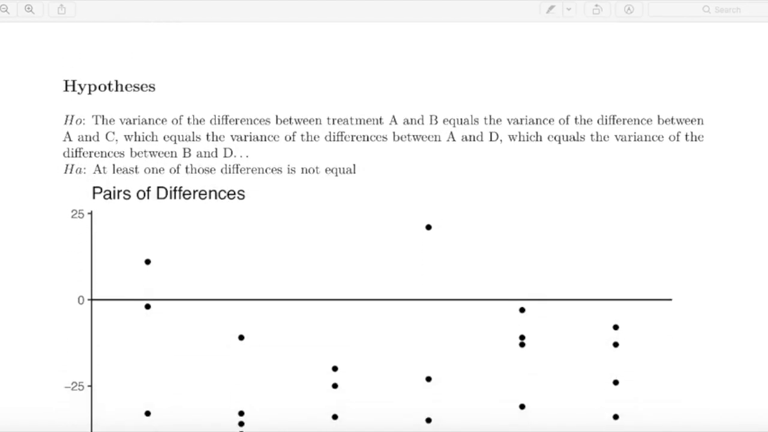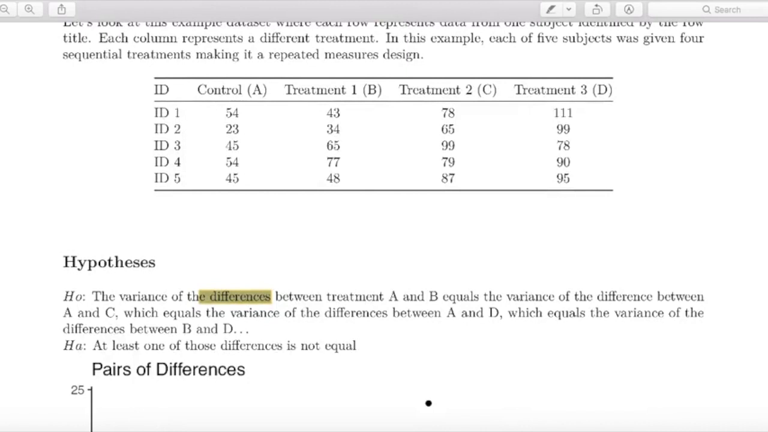So the hypothesis for sphericity is that the variance of the differences, with emphasis on differences as the key word here, between A and B, so between control and treatment 1, and then A and C, control and treatment 2, and control and treatment 3, all of those differences, and then the difference between treatment 1 and treatment 2, treatment 1 and treatment 3, all of the variances that I calculate from all of those differences are going to be equal. And the alternative always disagrees, so to speak. The alternative says that at least one of those differences is not equal to the rest of them.